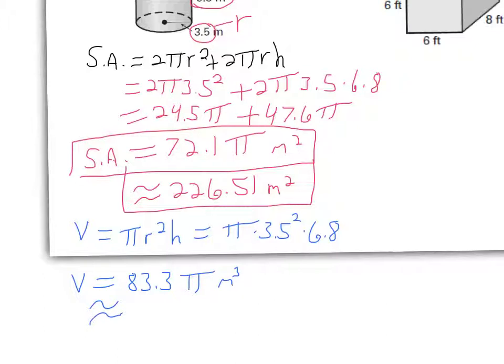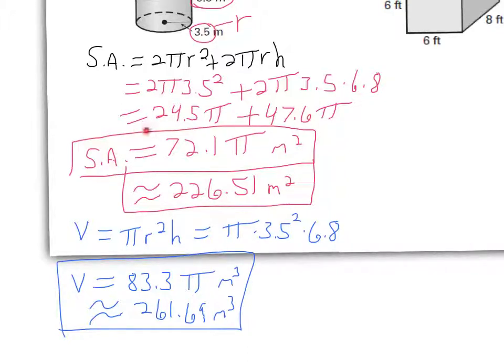And then you can also approximate that and actually times it by pi. And rounding, we get 261.69 cubic meters. So this first example for both surface area and volume is one where you definitely can and should give both the exact and approximate answers.